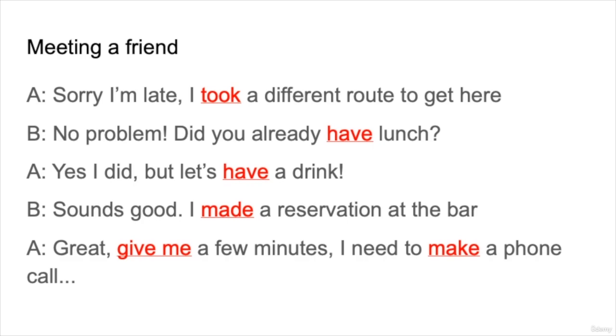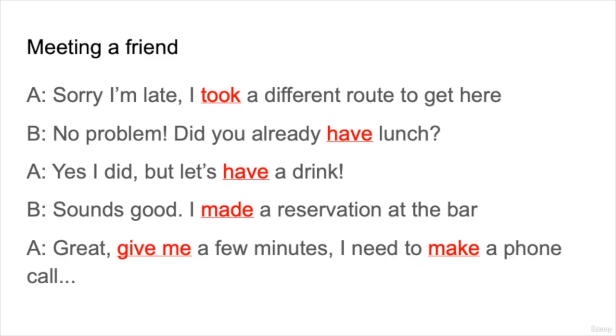"No problem. Did you already have lunch?" "Yes, I did, but let's have a drink." In both these answers, we are emphasizing the enjoyment of having lunch and having a drink, although these are very commonly used with meals. We often use have.